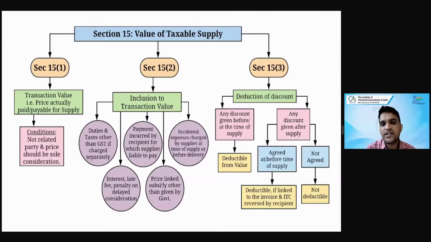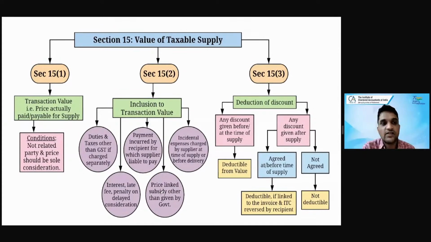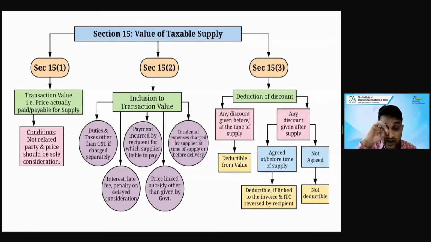Now, value of supply, Section 15. We have understood the definitions, the basics. Now let's go to Section 15 straight away. What does Section 15 say? In very simple terms, it says that the value of a taxable supply is the transaction value, which means the price I sell to my customer, which is the price actually paid or payable for the supply. So whatever price I charge you, that is the transaction value.